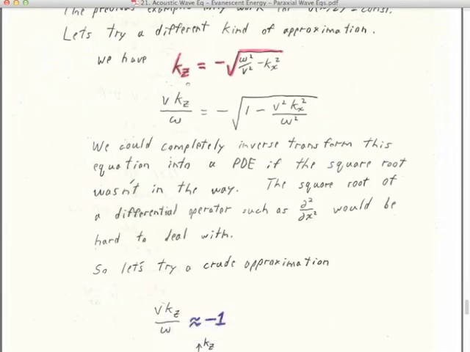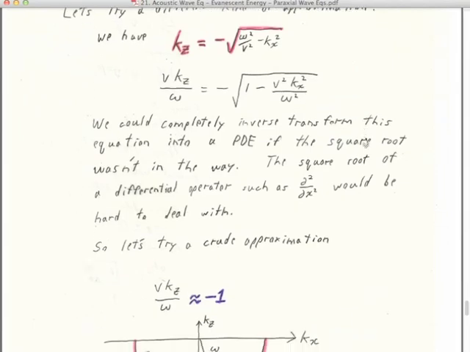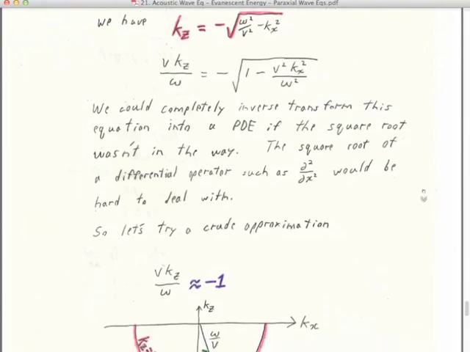So we have for downward continuation with upgoing waves, kz is equal to minus the square root of omega squared over v squared minus kx squared. I'm going to pull out v over omega, and multiply v over omega by both sides to get something a little simpler under the radical maybe. So we have v kz over omega is equal to minus the square root of 1 minus v squared kx squared over omega squared. Now we could completely inverse transform this equation into a PDE if the square root wasn't in the way. That's the problem. The square root of a differential operator such as d squared dx squared is kind of hard to deal with. So let's try a very crude approximation.